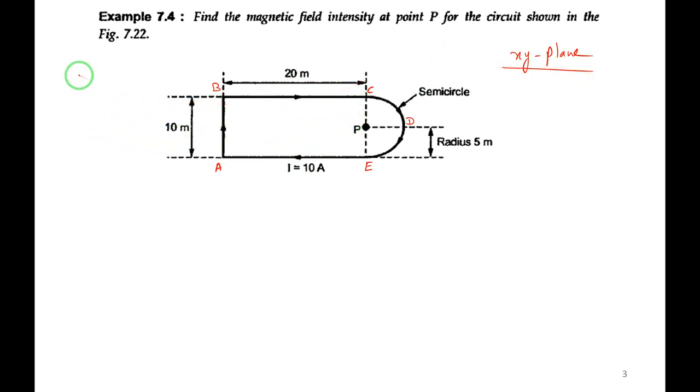Let me draw the rough diagram here. It is placed in the XY plane, so I'll take the X axis here and the Y axis here. The Z axis will be normal, or perpendicular, to the XY plane, right? I have taken the X axis here, the Y axis here and the Z axis here. This is the origin. We'll solve one by one. Just we'll take the section AB.